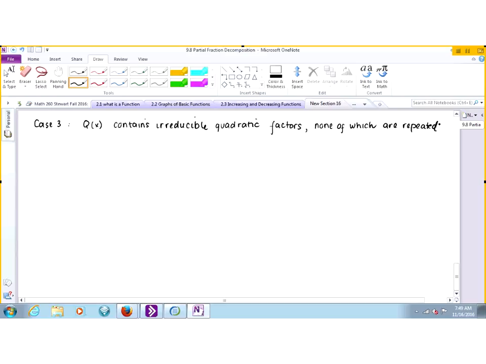To give you an example, number 1: 2x plus 1 divided by x plus 1 times x squared plus 2. Look at this. The first factor, is it quadratic or linear? Linear. So this is x plus 1. What do I put on top of x plus 1? A. Now the second one will be quadratic.